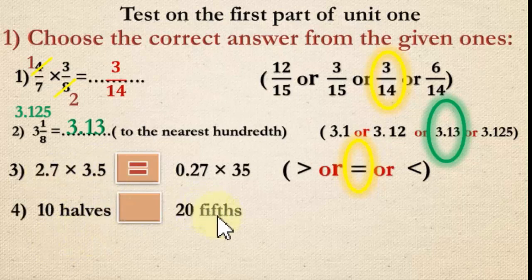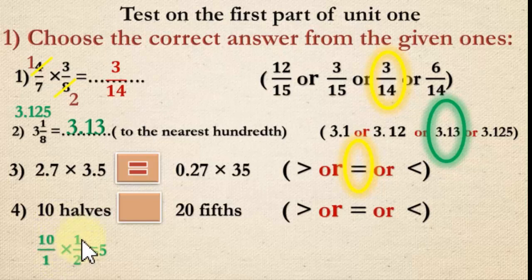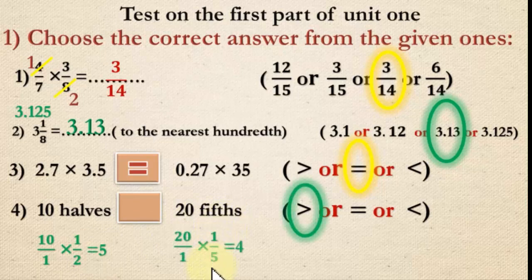10/2 and 25ths. How can we compare between 10/2 and 25ths? 10/2, multiply 10 by half. So 10 times 1/2 equals 5. What about 25ths? 20 times 1/5 equals 4. So 5 is greater than 4.